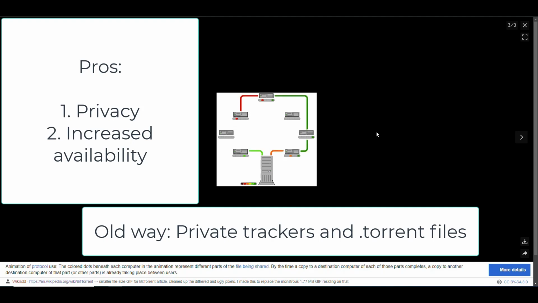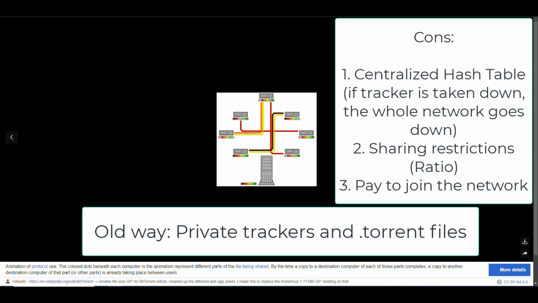And originally the concept was a great idea, especially for universities when they needed to share a lot of files of things that they were researching. But as usual, it came to a point where people saw a way to make money out of this, and then private trackers started appearing. And what happened there? In a private tracker, you had to be a member of a community.